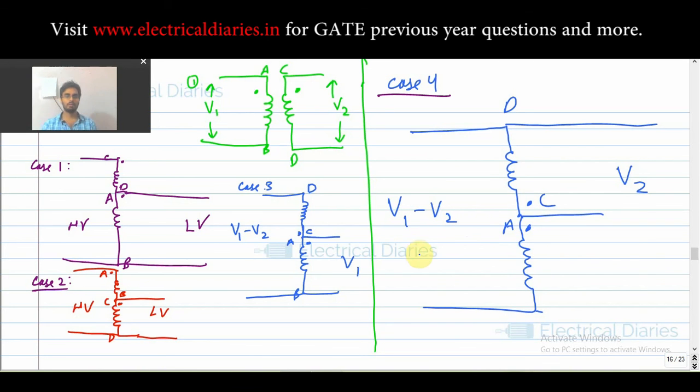So these are the 4 cases, and you have to remember that you can apply the formula S auto by S two winding equals A auto upon A auto minus 1 for the additive polarity cases. This is your additive polarity case, and this is your subtractive polarity case.